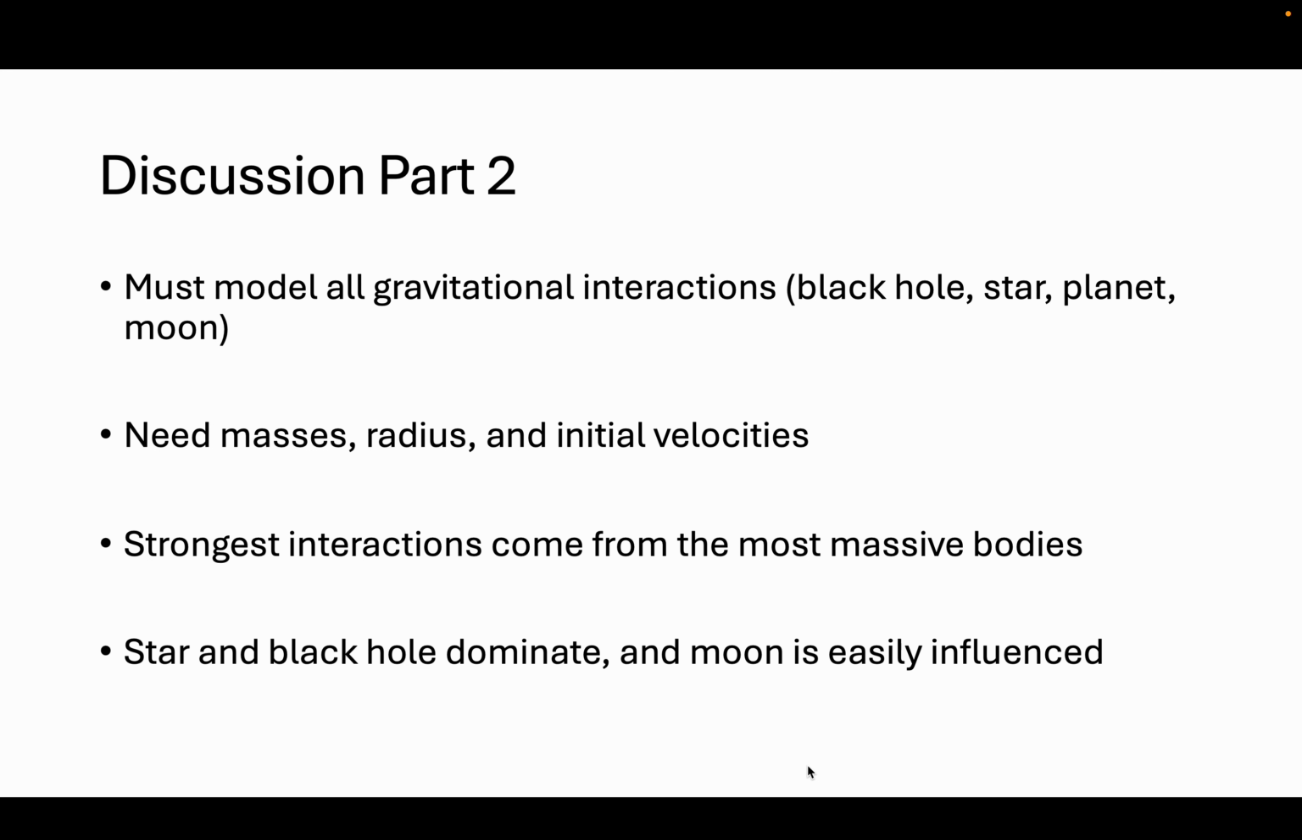In terms of dominance, the black hole and the star would have the strongest gravitational pull due to their massive size. The planet and moon would be more influenced than influencing, especially the moon, which is the lightest and most sensitive to gravitational changes from all directions.